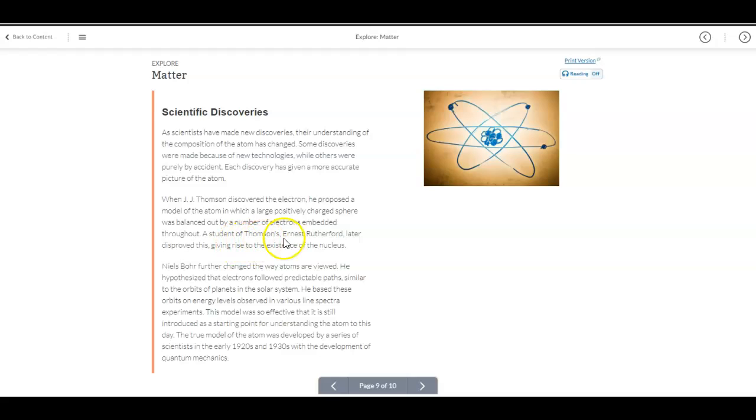A student of Thomson's, Ernest Rutherford, later disproved him, giving rise to the existence of the nucleus. Niels Bohr further changed the way atoms are viewed. He hypothesized that electrons followed predictable paths, similar to the orbits of planets in the solar system. He based these orbits on energy levels observed in various line spectra experiments. This model was so effective that it is still introduced as a starting point for understanding the atom to this day. The true model of the atom was developed by a series of scientists in the early 1920s and 30s with the development of quantum mechanics.